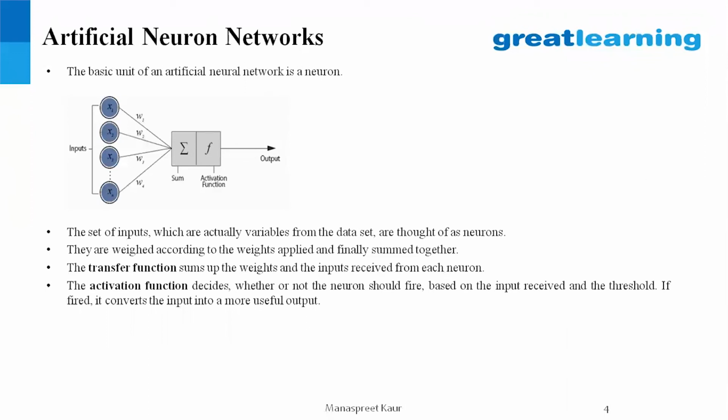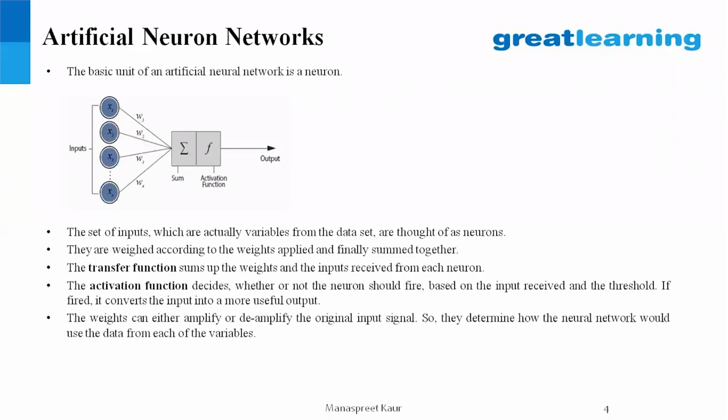So whatever sum you get using the transfer function, you compare it to the threshold. If it exceeds the threshold, the activation function decides to fire. When it fires, the information is passed from the input layer to the output layer, similar to what happens in the biological neural network. When the activation function fires, information is passed from one layer to the other.